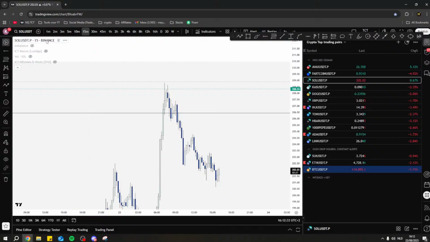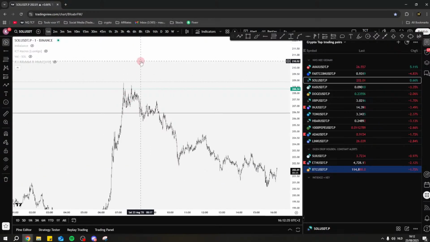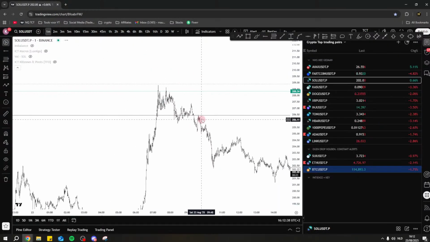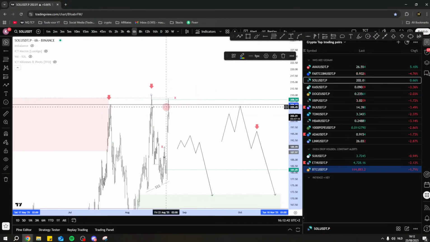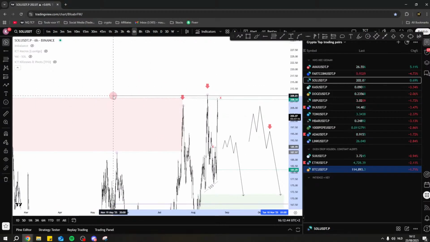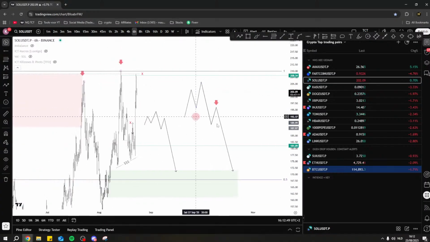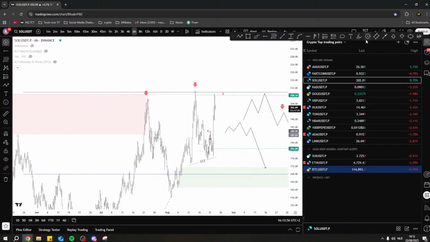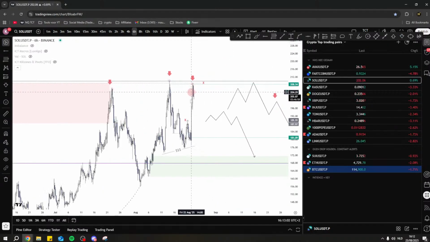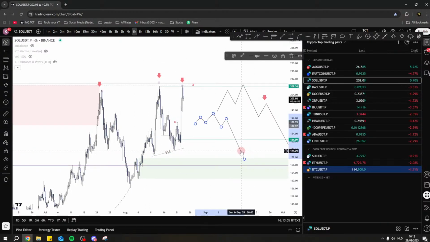How did we react from that level? Let me remove this box real quick, because it just got messy. Put this one a little bit higher, because now this scenario is going to come into play. This could be another market maker sell signal, and we could start trading towards this liquidity down here.